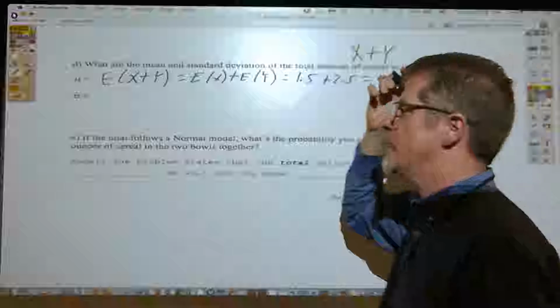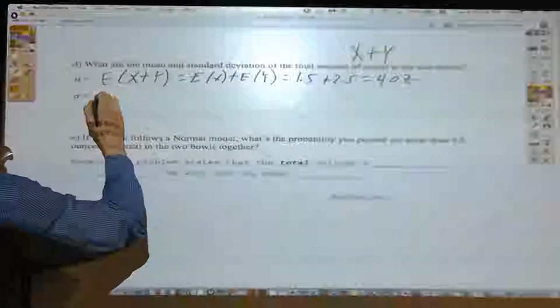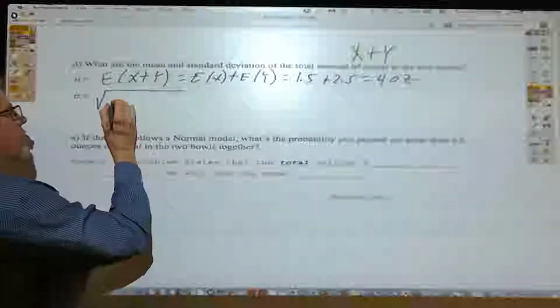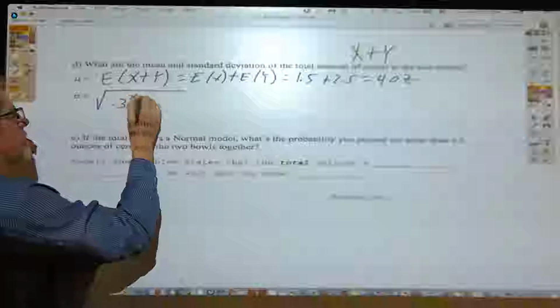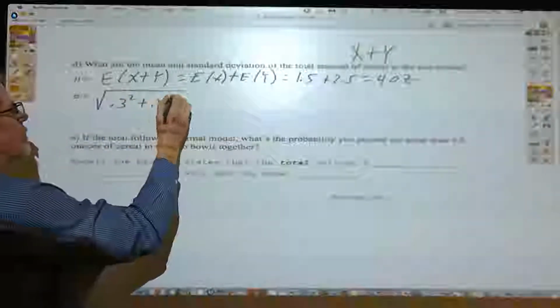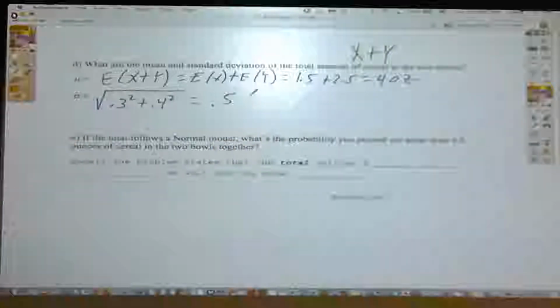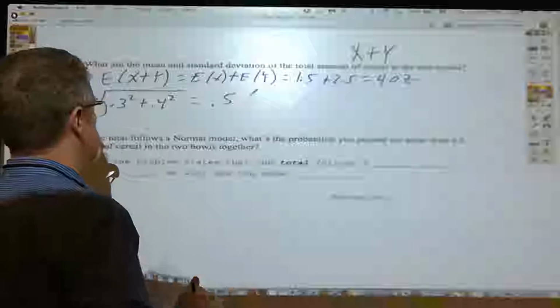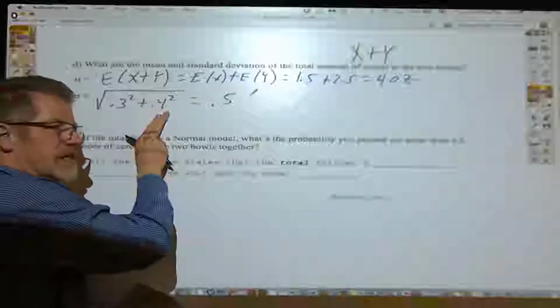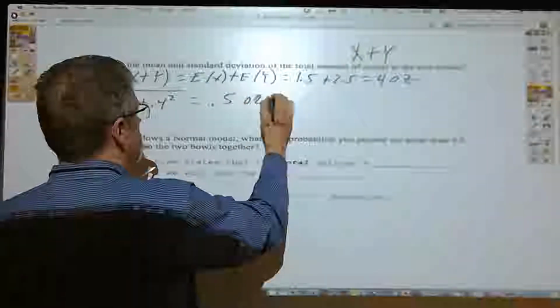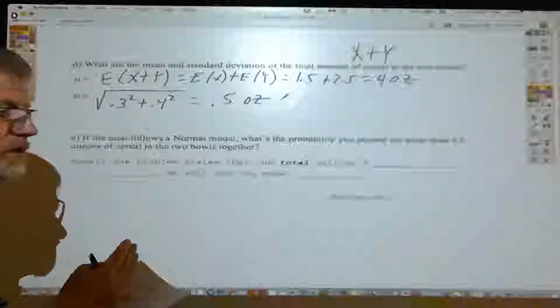If we combine a large bowl and a small bowl of cereal, we'll get 4 ounces on average. What's the standard deviation of that going to be? Well, I think it's going to be the square root of the sum of the variances. So for the small bowl, the standard deviation was 0.3, so the variance is 0.3 squared, 0.4 squared, so it was that 3, 4, 5 triangle thing. Square root of 0.09 plus 0.16, which is 0.25. So that square root is going to be 0.5 ounces. So standard deviation, same as the difference.